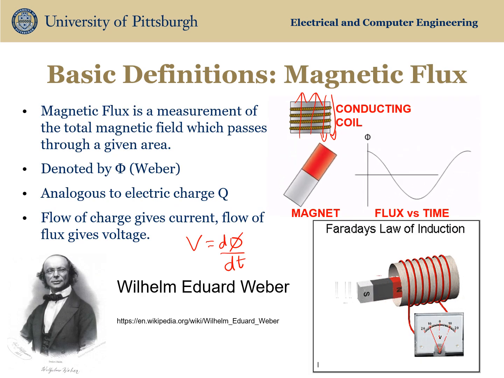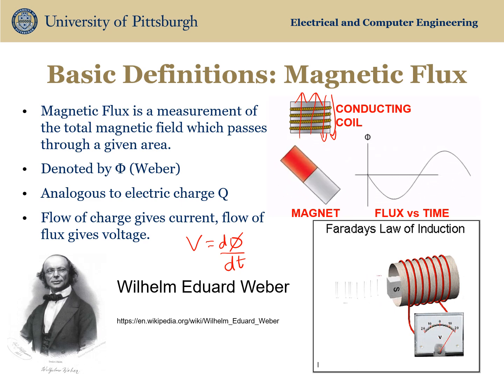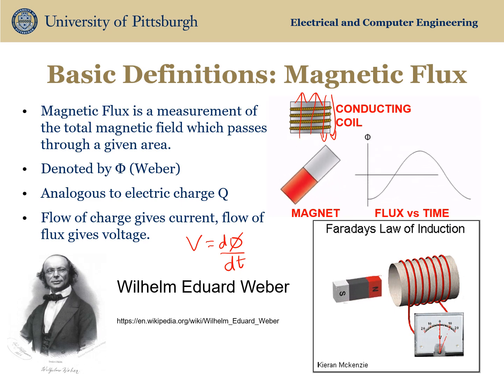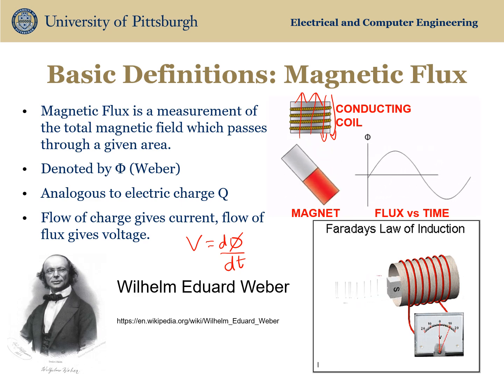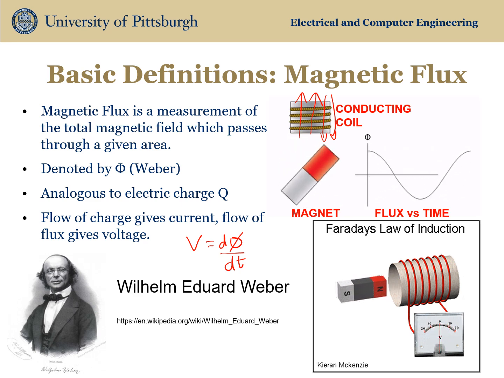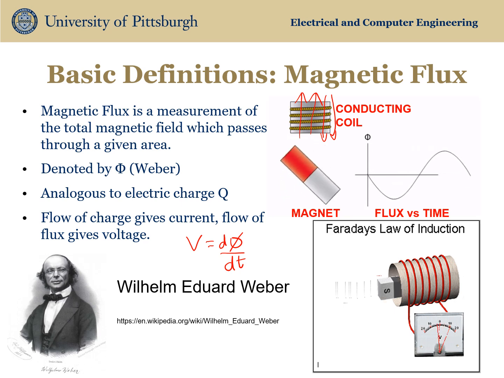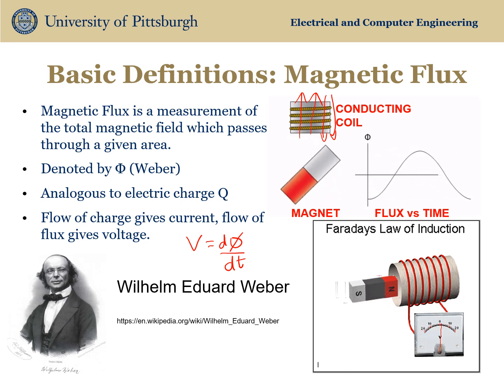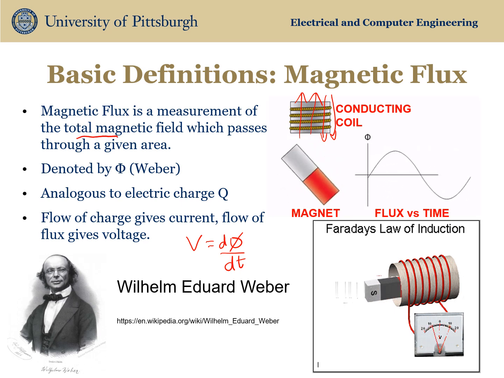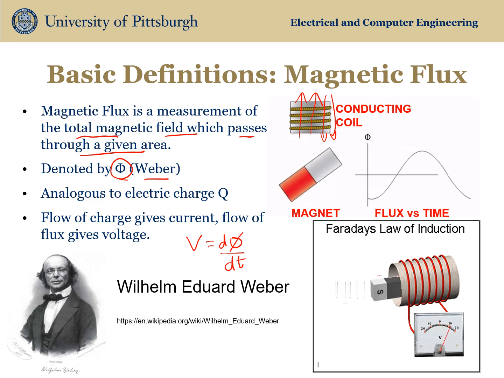Another related definition that we are not going to focus on in this course is the magnetic flux. If I have a magnet moving, it will make a magnetic flux, and if this magnet is moving within a wire, we are going to induce current into that wire. The magnetic flux, in general, is the measurement of the total magnetic field which passes through a given area. We denote it as phi and it is measured in Weber.